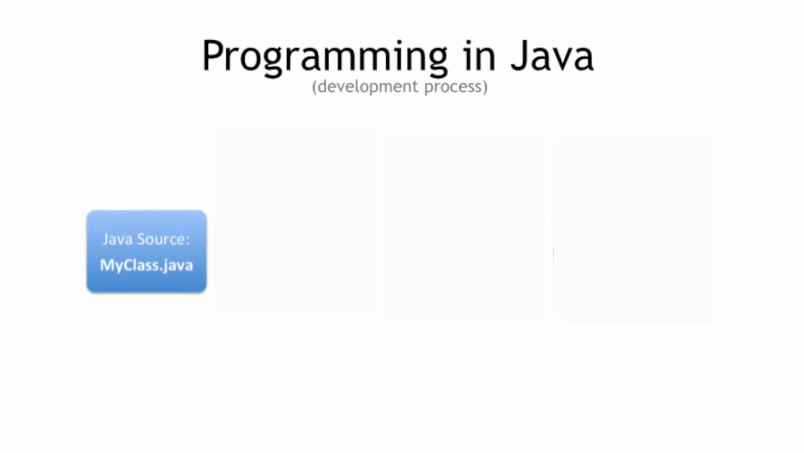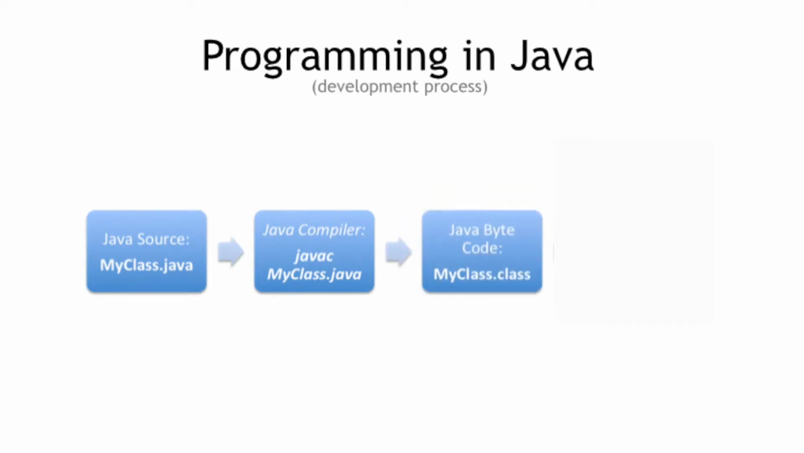When you write a program in Java, what you usually do is you write classes into Java source files, for example, the Java source myclass.java. These classes are then compiled using the Java compiler, javac, into an intermediate Java bytecode, which is represented by myclass.class, which is later on executed by the java command inside the Java virtual machine.